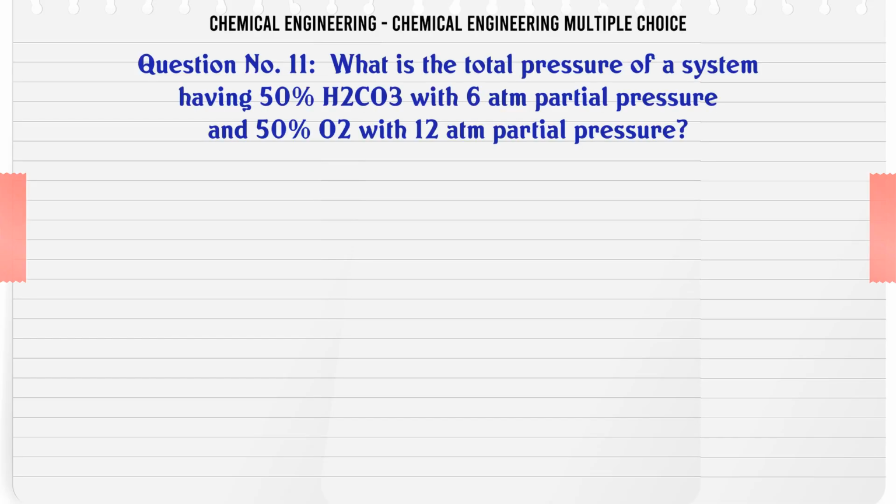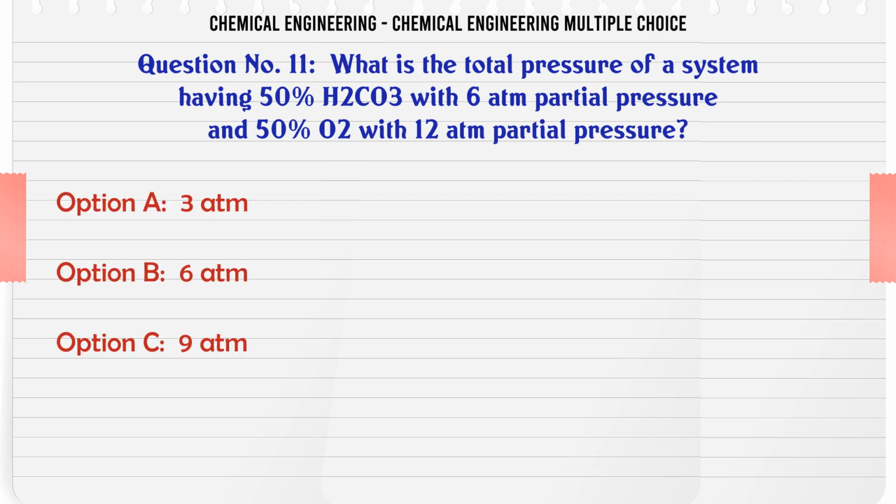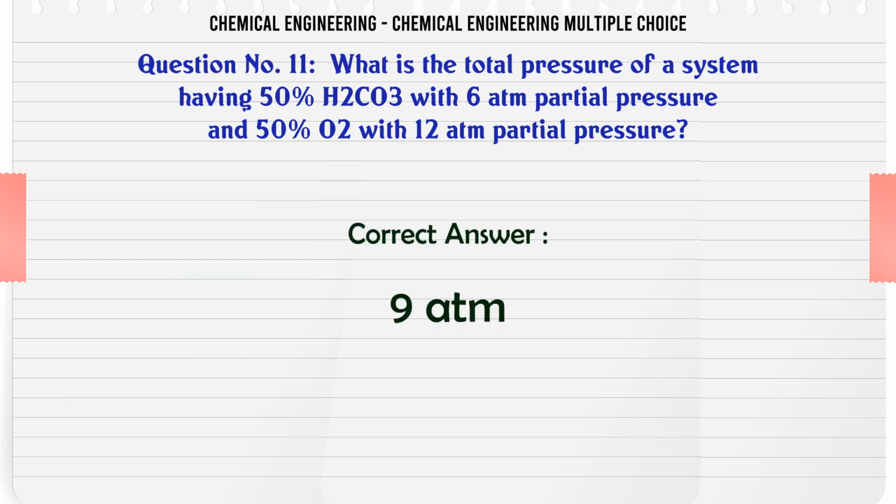What is the total pressure of a system having 50 H2CO3 with 6 atm partial pressure and 50 O2 with 12 atm partial pressure? A 3 atm, B 6 atm, C 9 atm, D 12 atm. The correct answer is 9 atm.